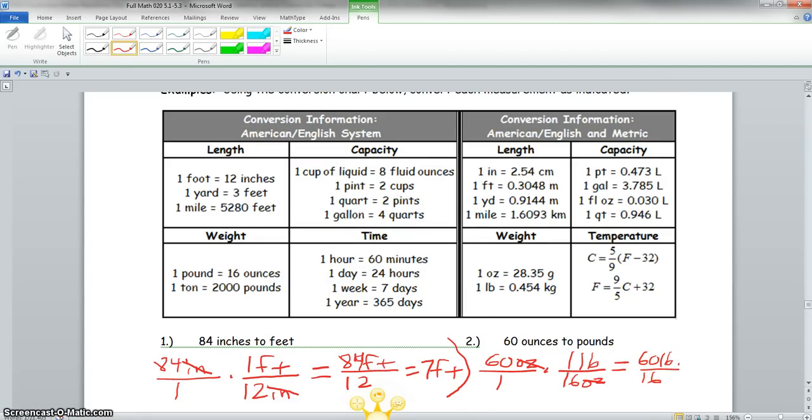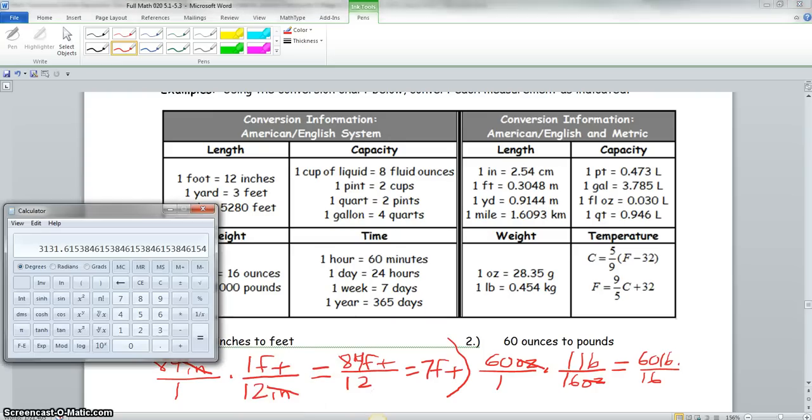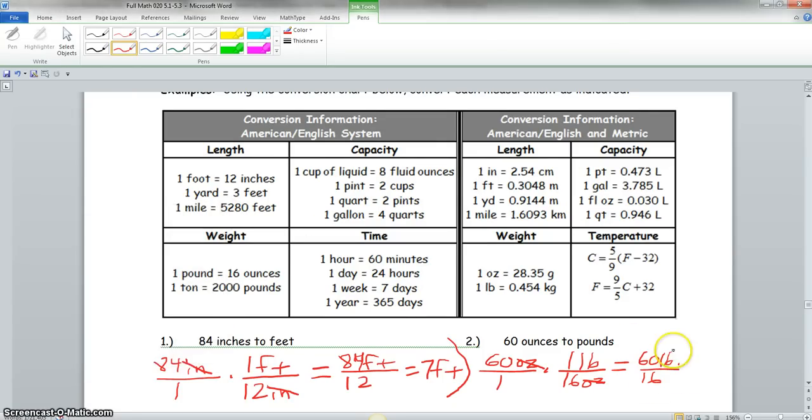Now, if you take your calculator, which I'm going to pull up here, we could take 60 divided, well, actually, we don't want to use this as a decimal. We could simplify this. 60 and 16, they both have 4 in common. So we'll divide the numerator and denominator by 4.